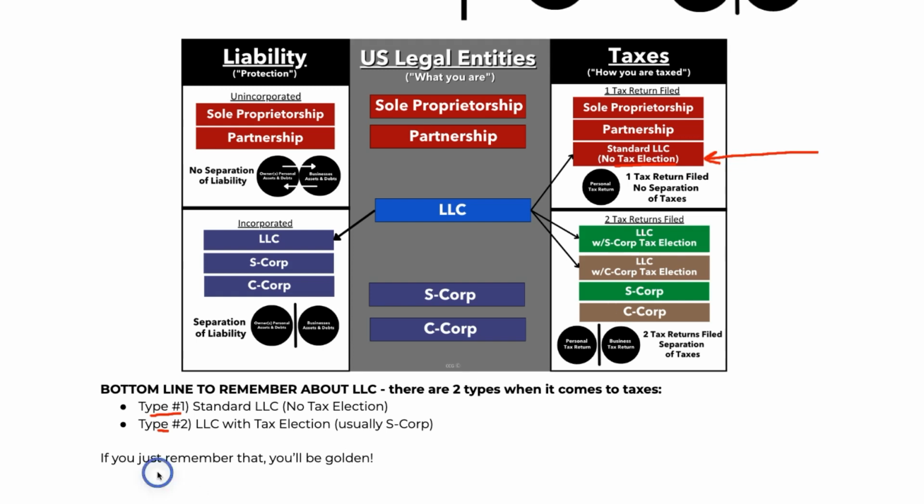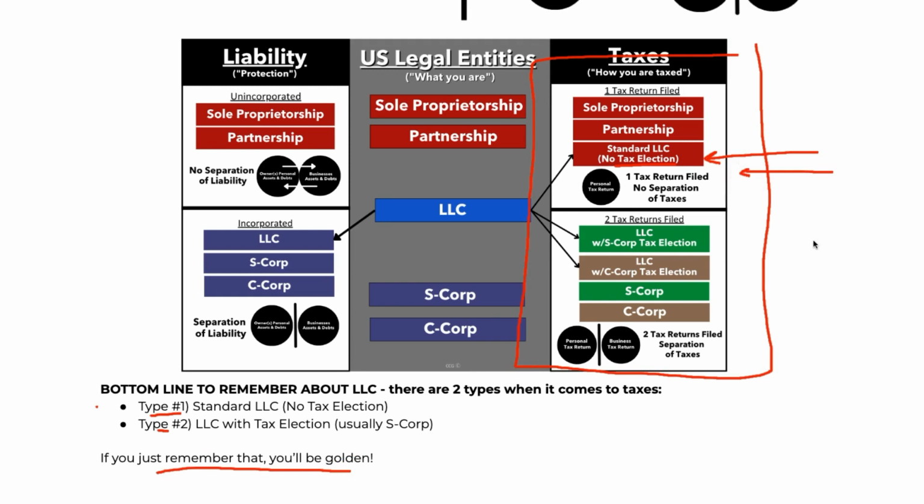So as long as you remember this right now, for the purposes of taxes, there are two types of LLCs, standard and tax selection LLCs. When it comes to liability, only one type. It doesn't matter. It's just an LLC. It's just a normal corporation. It protects you from liability. Capiche? Does that make sense? I hope that is making sense right now.